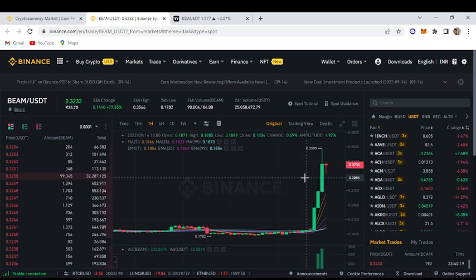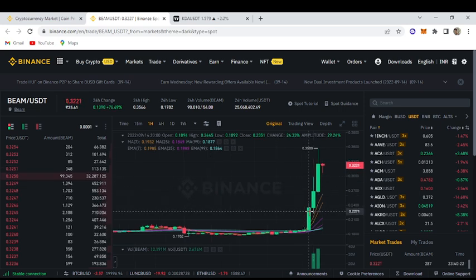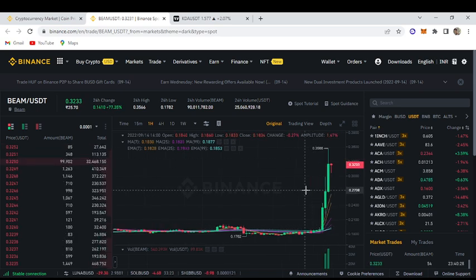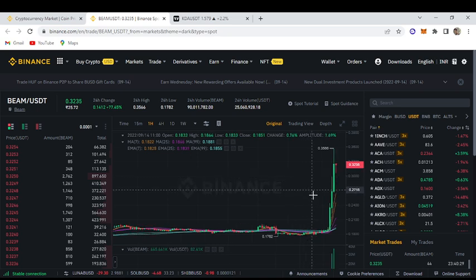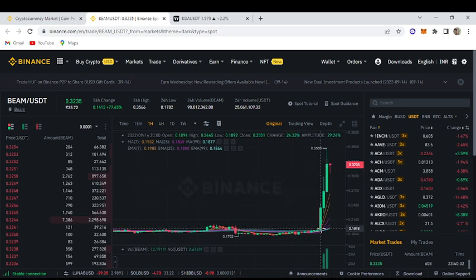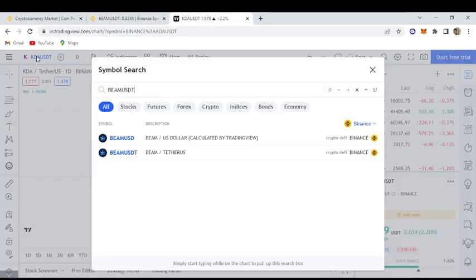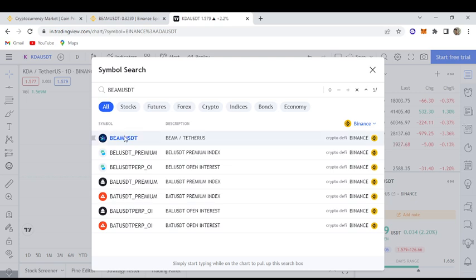Oh my god, we see the pumps around 1 hour, 2 hours, 3 hours, 4 hours. From 4 hours, it has just gone mad. It has just gone mad, man. Damn. Beam, let me search that. There we go.